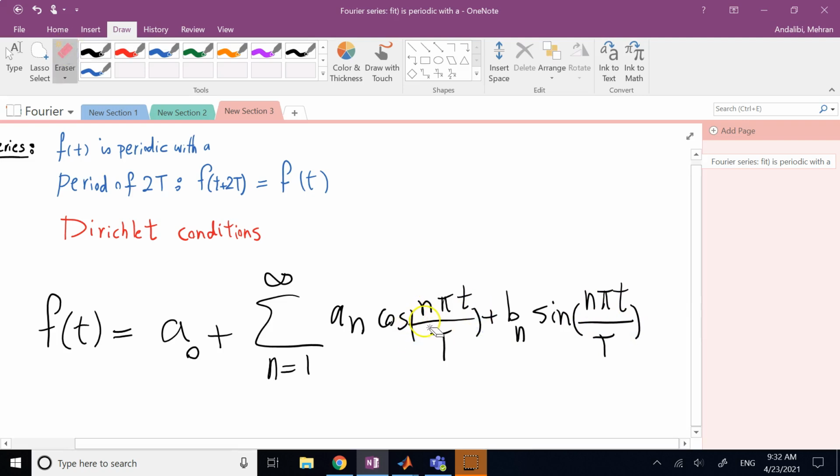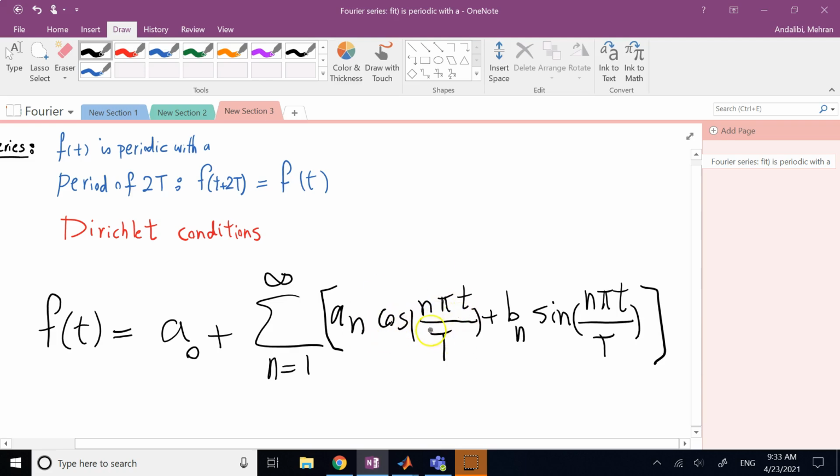Okay, so this is how you can write it. You clearly see it's infinite. Now, can I incorporate this A naught with these? Yes.